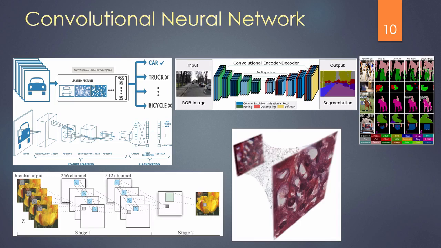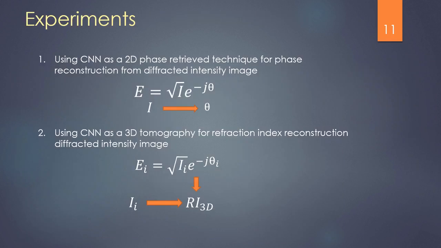So here, I want to use deep learning to understand the diffraction, understand the intensity image and convert it into the phase, instead of using the phase retrieval algorithms that I just introduced. And second, I use multiple intensity images and reconstruct the 3D refractive index.